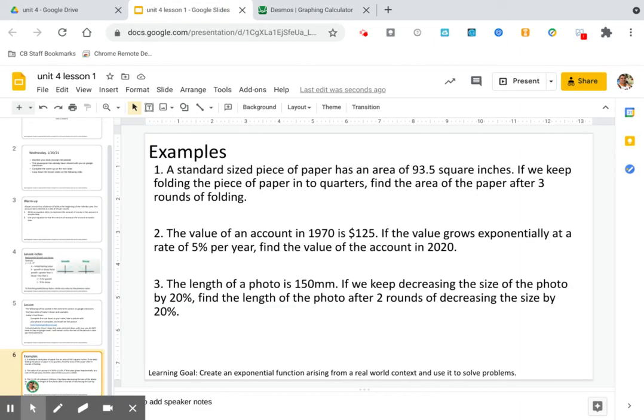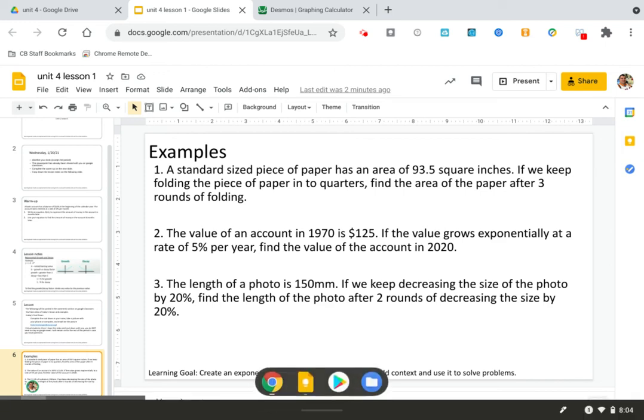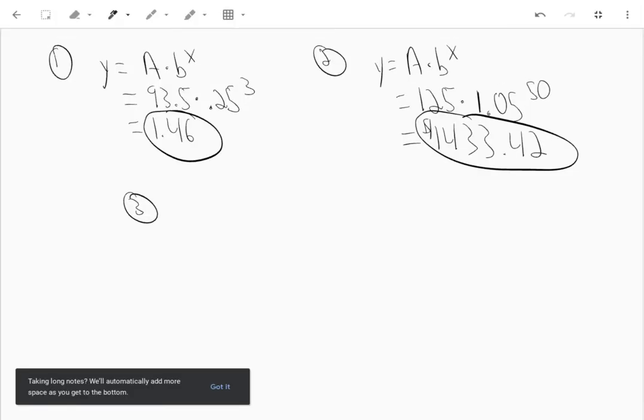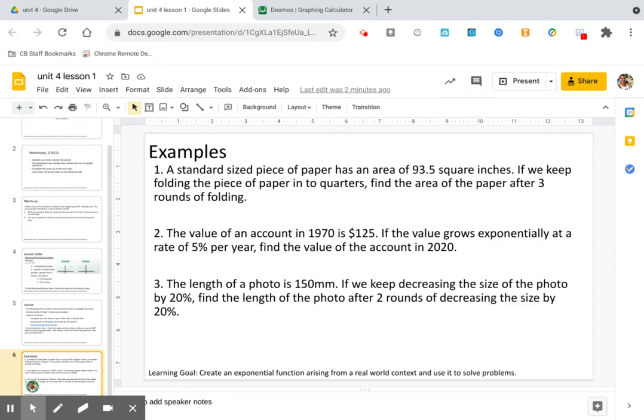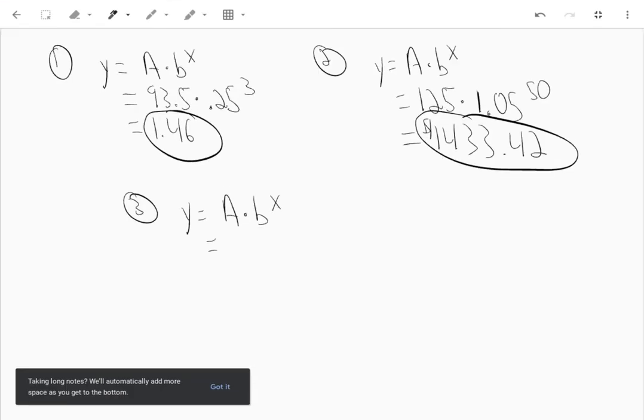Okay. Number 3, the length of a photo is 150 millimeters. If we keep decreasing the size of the photo by 20%, find the length of the photo after 2 rounds of decreasing the size by 20%. Okay, so this is going to be an exponential decay problem. We're going to do it the same way, but this is exponential decay. So our initial value would be what? The initial length of the photo, so that's 150.